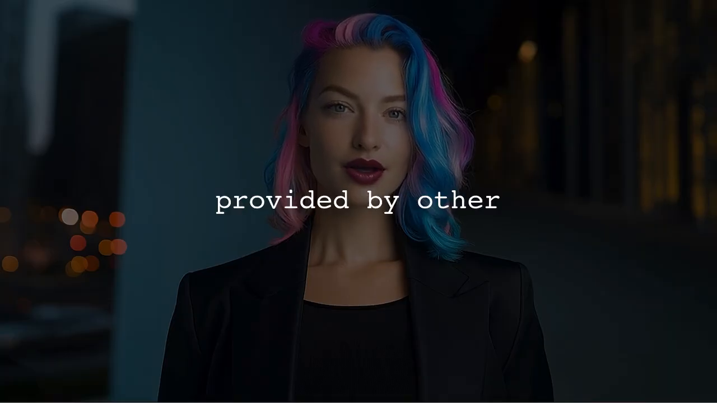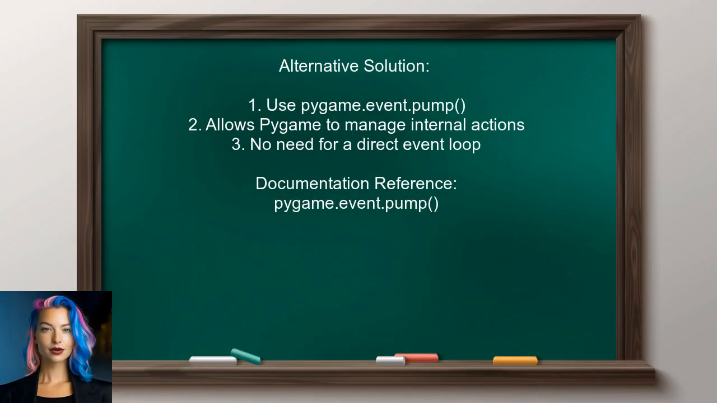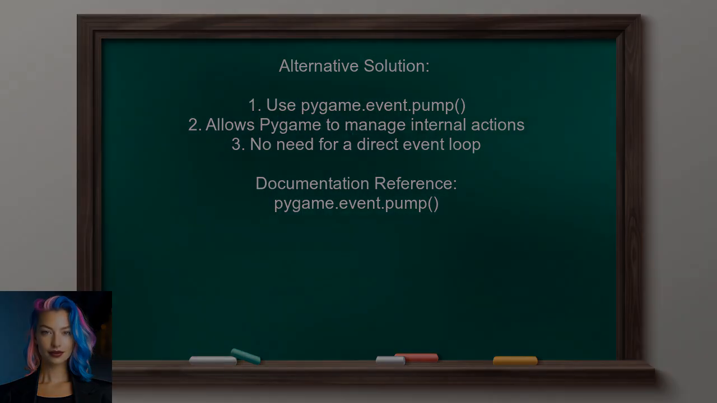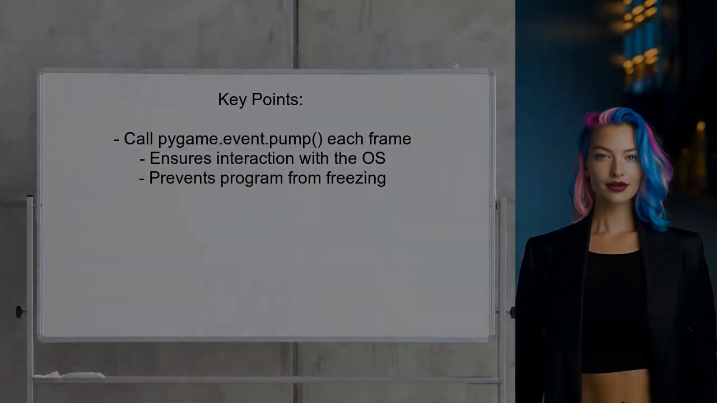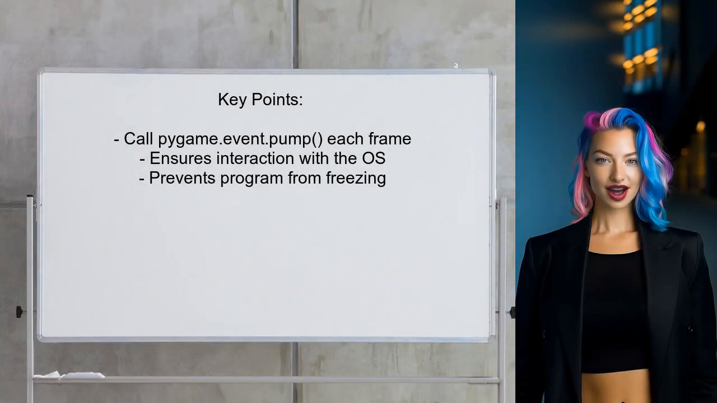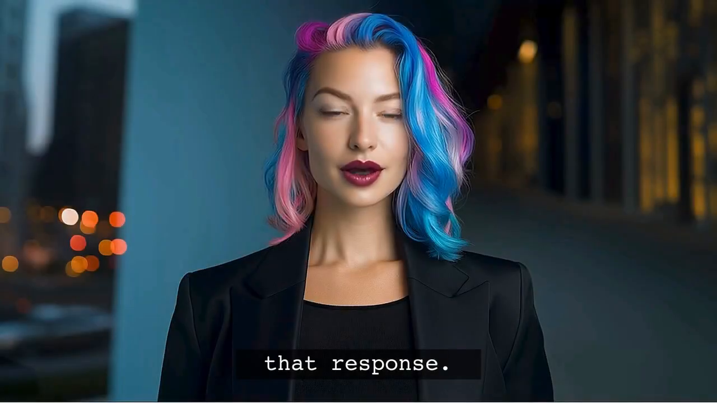Now let's look at the answers provided by other users. An alternative solution suggests replacing the event loop with pygame.event.pump. This function allows Pygame to handle internal actions without needing to process events directly in your loop. It's important to call this function each frame to ensure your program interacts properly with the operating system. If you don't, the system might think your program has frozen. That's all for that response.